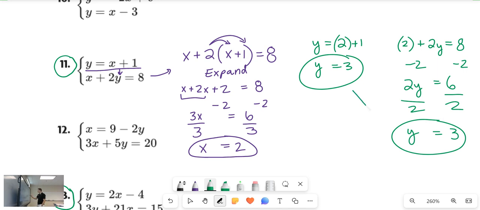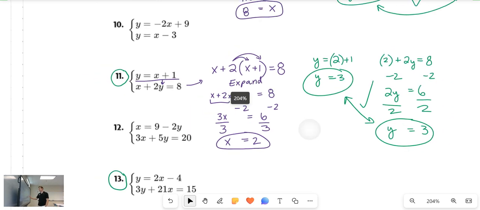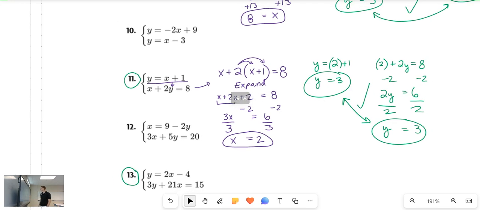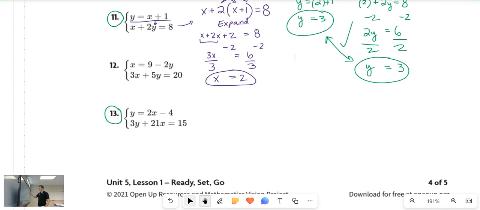So we are in agreement, right? Because these are the same. That checks out, right? So the point at which they intersect is 2, 3.